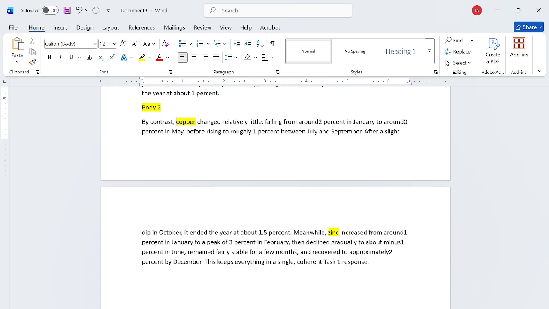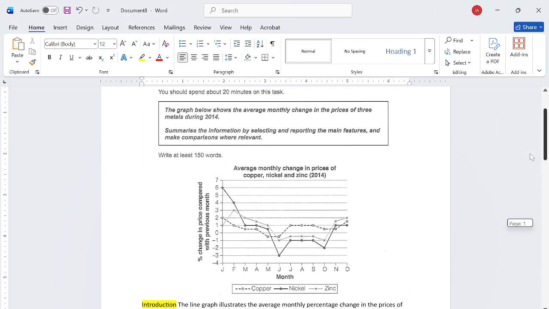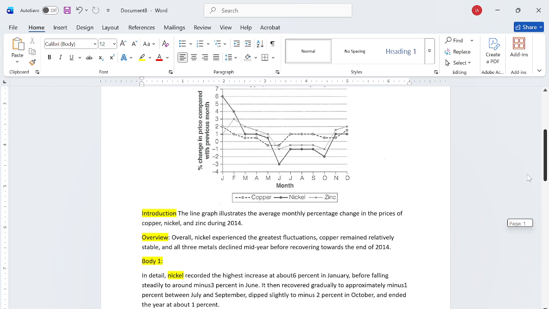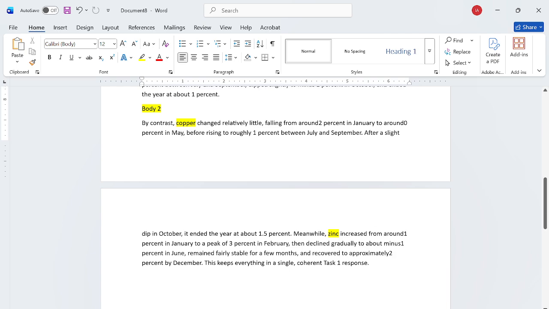Meanwhile, zinc started at approximately 1% in January. Look at zinc. Zinc was approximately 1% in January and rose to peak at 3% in February, and then declined gradually to around -1% in June. It remained relatively stable for several months and finally recovered to approximately 2% in December. So we write body 2.